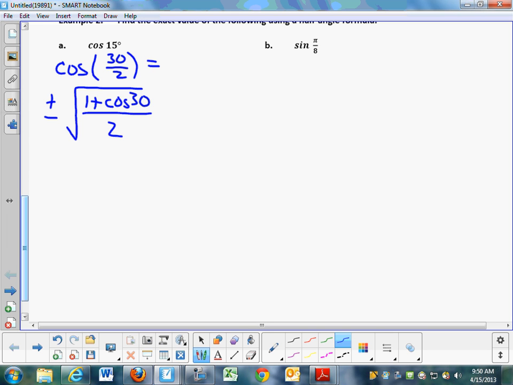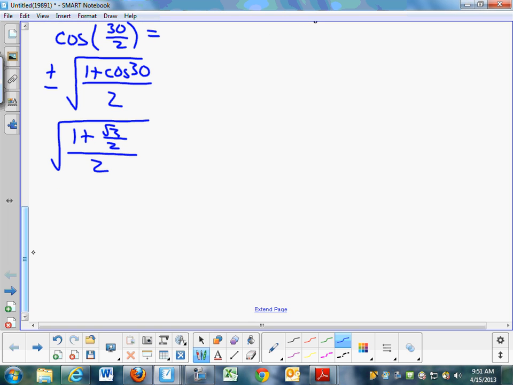So now I need to evaluate this. I have the positive square root of 1 plus, what's the cosine of 30? Square root of 3 over 2, divided by 2. Kind of cool having a square root under a square root, right?